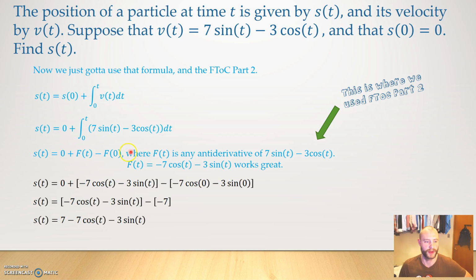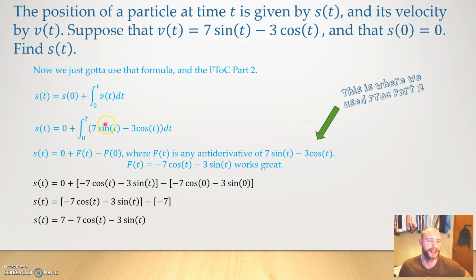So really, F of t is any antiderivative of this thing here. We just need to find an antiderivative and then we'll be okay. For these ones, you can just eyeball it. You're going to get harder integration problems later, and you're going to need one of 4 tools. It's not that bad, don't worry. But for now, we can just eyeball it.